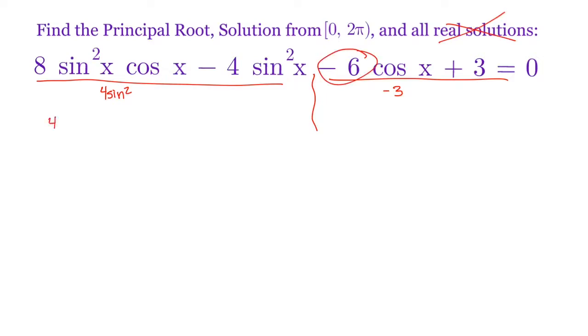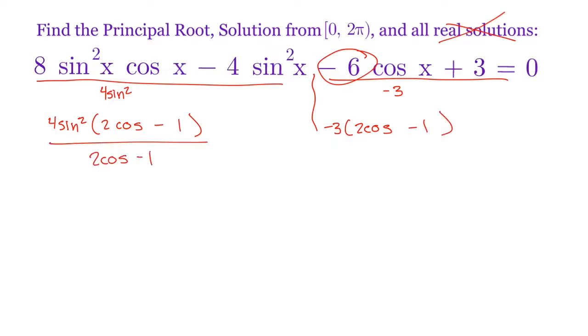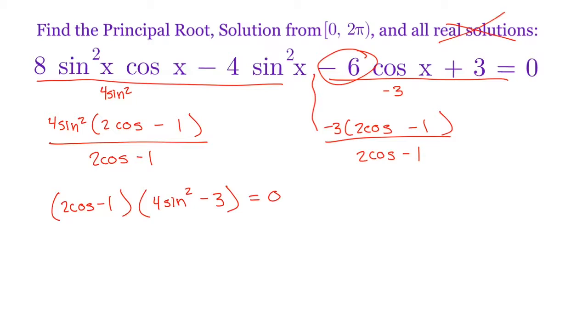So then we factor this out. We have 4 sine squared times 2 cosine minus 1. And then over here we have -3 times 2 cosine minus 1. The 2 cosine minus 1 is the same, so we're going to go ahead and factor those out. And so now what our equation becomes is 2 cosine minus 1, that common factor, times what's left, 4 sine squared minus 3.